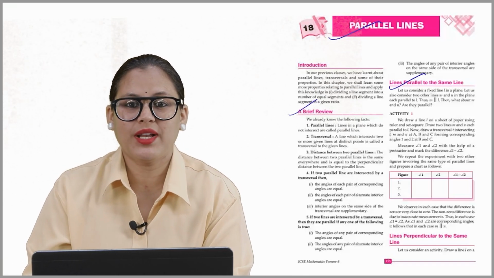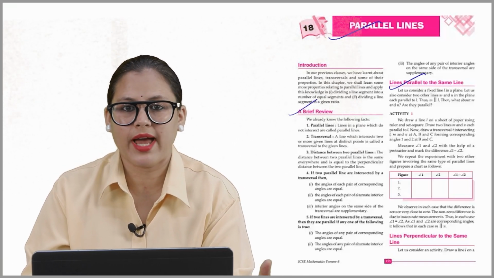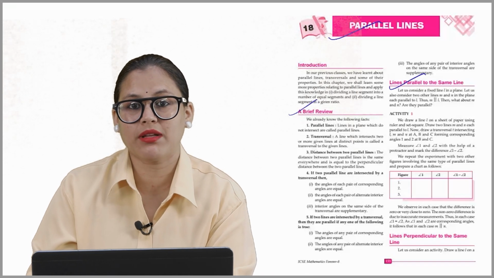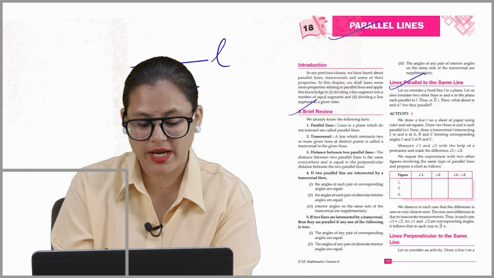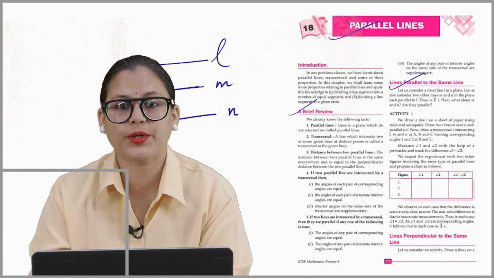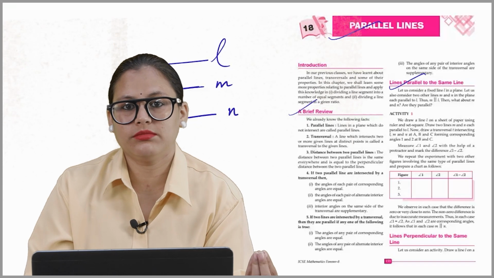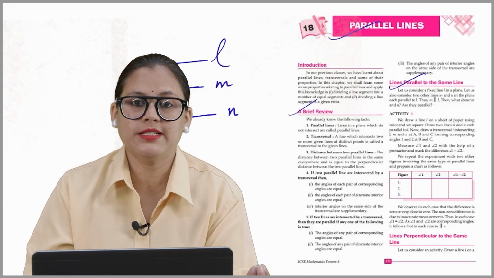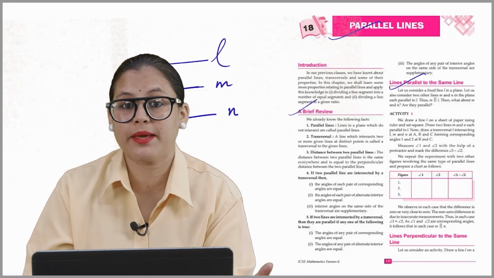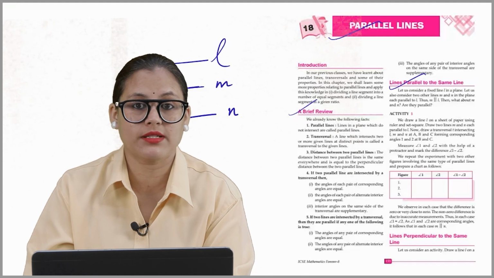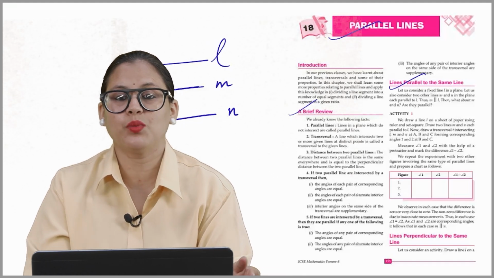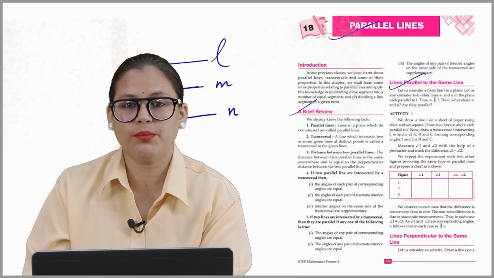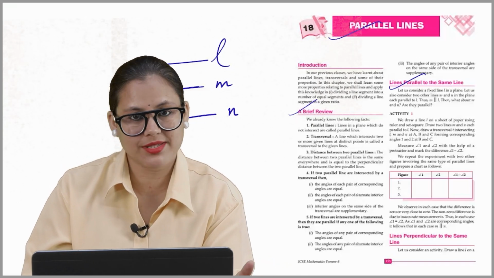Activity 1. We draw line L on a sheet of paper using ruler and set square. Draw two lines M and N each parallel to L. This is L. Then you have to draw parallel lines M and N. Now draw a transversal T intersecting L, M and N at A, B and C, forming corresponding angles 1 and 2 at B and C. Measure angle 1 and 2 with the help of a protractor and mark the difference, angle 1 minus angle 2.